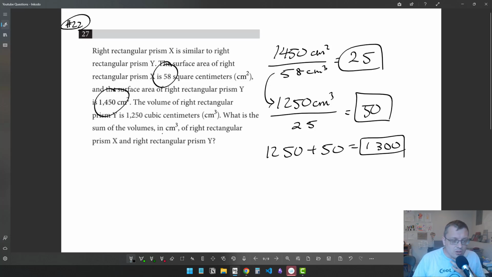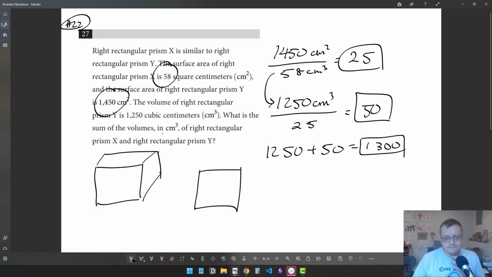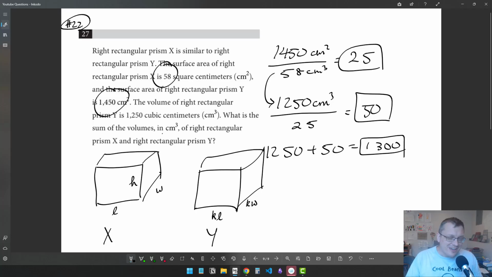So the longer way is to say, look, I've got these prisms here. We'll call them X and Y. Let's put in a length, a width, and a height for our smaller prism. For our larger prism, for the length, width, and height, we're going to add a scale factor K for each of them. So we're taking the smaller prism and multiplying all of its sides by this multiplier K. That's going to give us that K to 1 ratio between the sides that we're curious about.